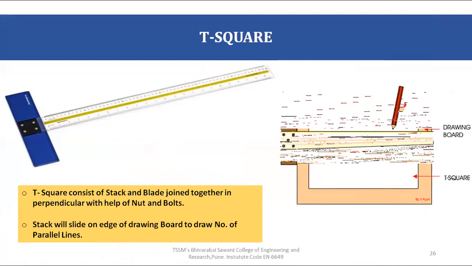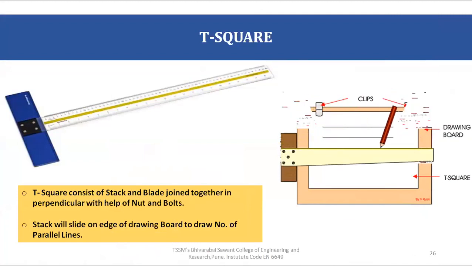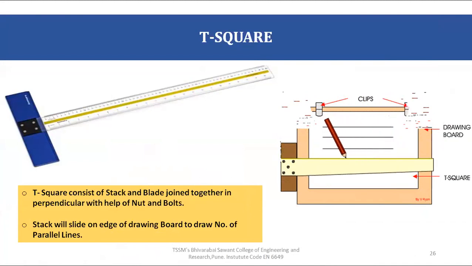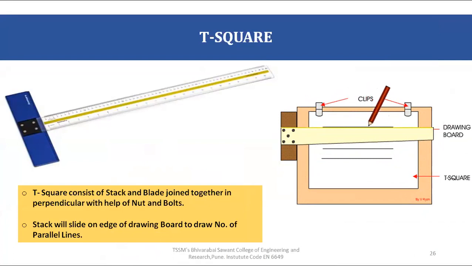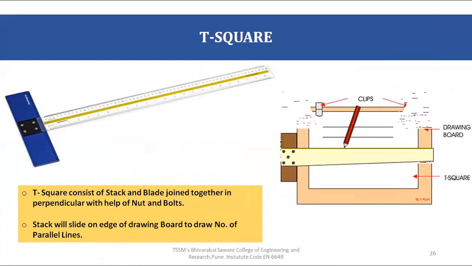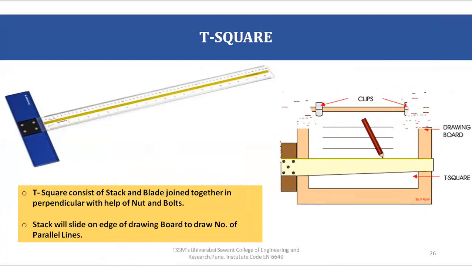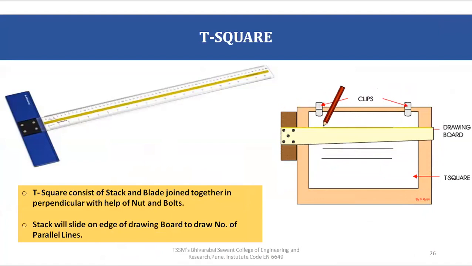T-square. T-square is made up of two components, that is stock and blade, joined perpendicular to each other with the help of a nut and bolt. The stock will slide left, right, up, down on the edge of the drawing board to draw parallel lines on the drawing board.